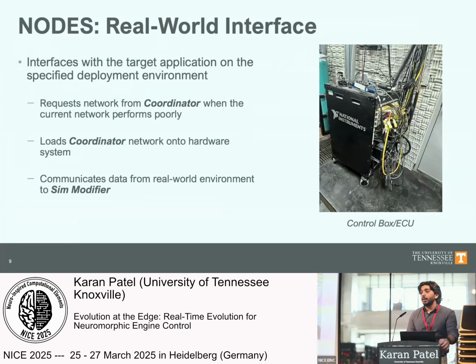This process is also responsible for requesting and deploying networks from the leaderboard when the current network running on hardware is performing poorly. Simultaneously, the real-world data gathered from the hardware components are processed and then sent to the sim modifier, which I'll talk about next. And here we have the actual control box or ECU that is controlling the diesel engine, and our hardware and software systems are connected to this component to allow for that real-time control.